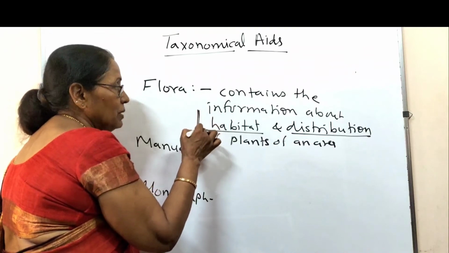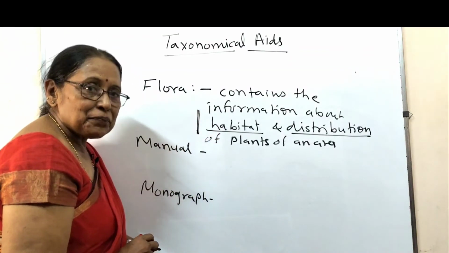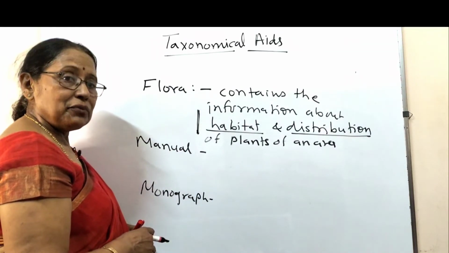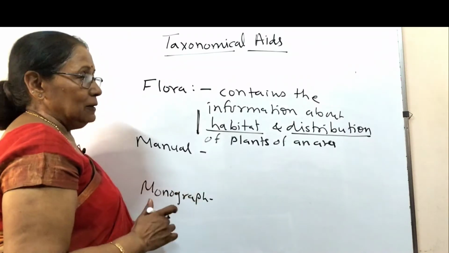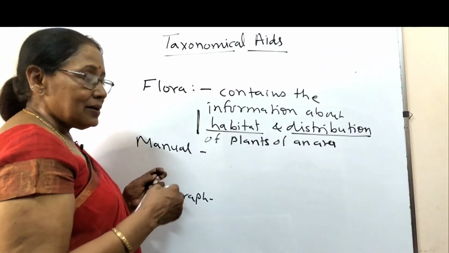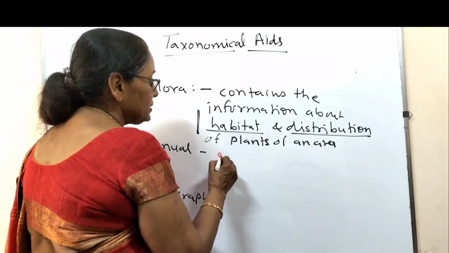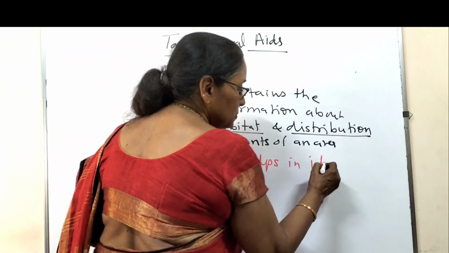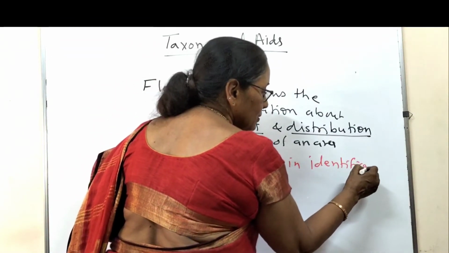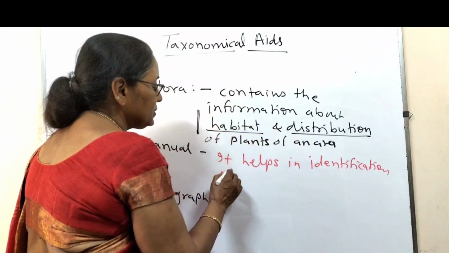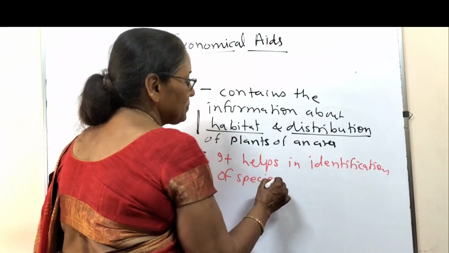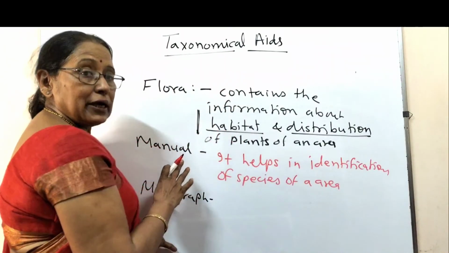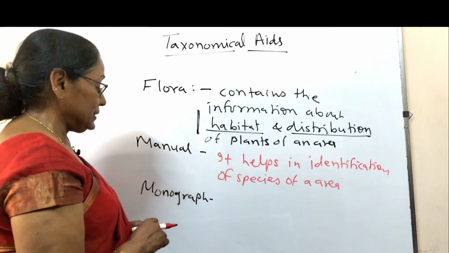और एक MCQ है यहाँ आपका, what is flora? ये पीछे last page वाले इतने मत भूल जाया कीजिए. Flora, manual and monograph. So what is manual? This manual helps in identification of species of an area. उस एरिया में जो species है, आप manual खोल के बैठ जाओ तो उसकी मदद से आप उन्हें पहचान लोगे.